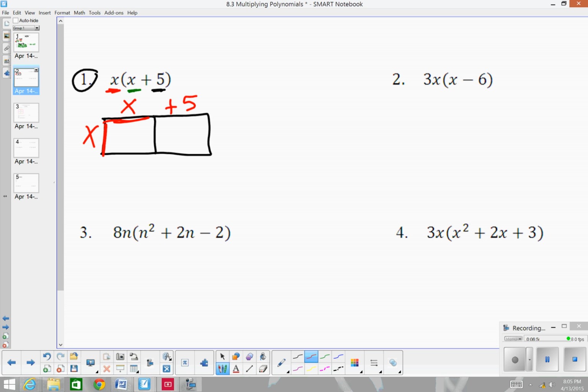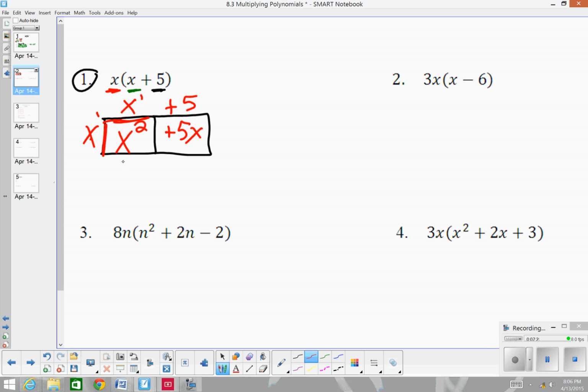Now remember, when you multiply x times x, it's not going to be 2x. That's a no-no. When you multiply variables, you add their exponents. So x times x is actually x squared. 1 plus 1 is 2. Good. Now the next box is going to be here. I'm going to do length times width, which is x times 5, which you're just going to put together to be positive 5x. Awesome.